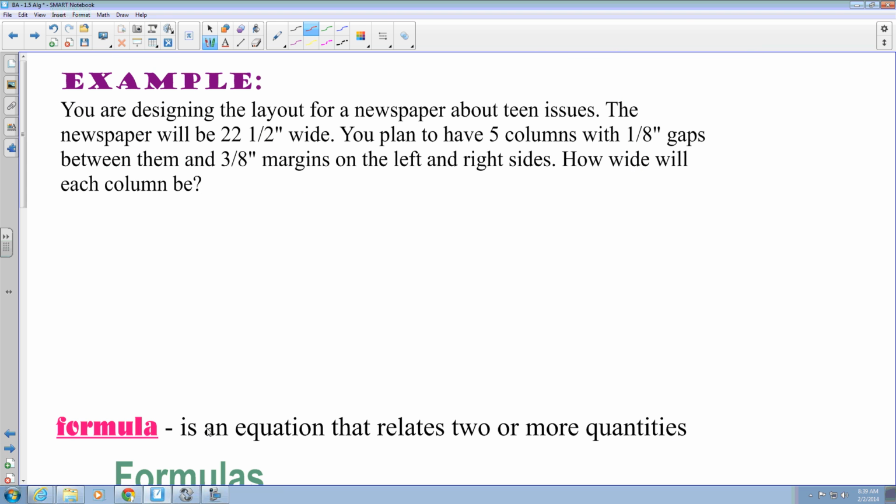This example is, read, you are designing the layout for a newspaper about teen issues. The newspaper will be 22.5 inches wide. You plan to have 5 columns with 1/8 inch gaps between them and 3/8 inch margins on the left and right side. How wide will each column be? Like I told you in class, take a few minutes, see if you can figure it out. So what I would like you to do is maybe pause this tape and see if you could figure this out, and then I'll go through it and see how close we got to the answer.